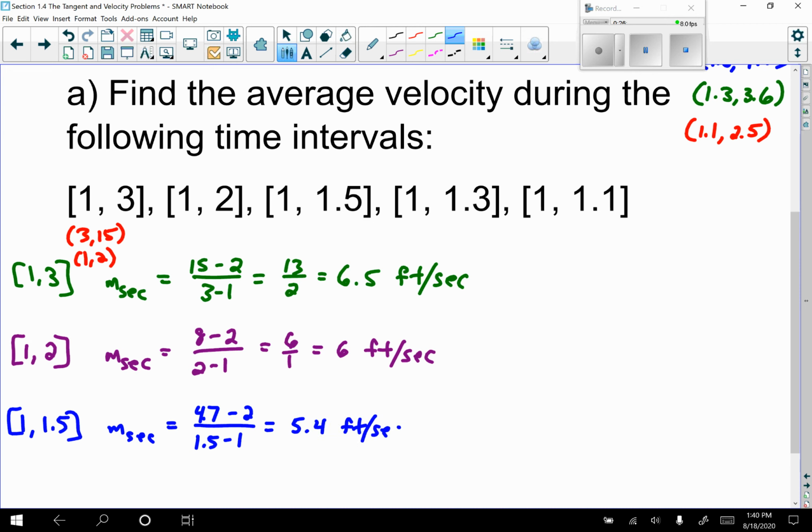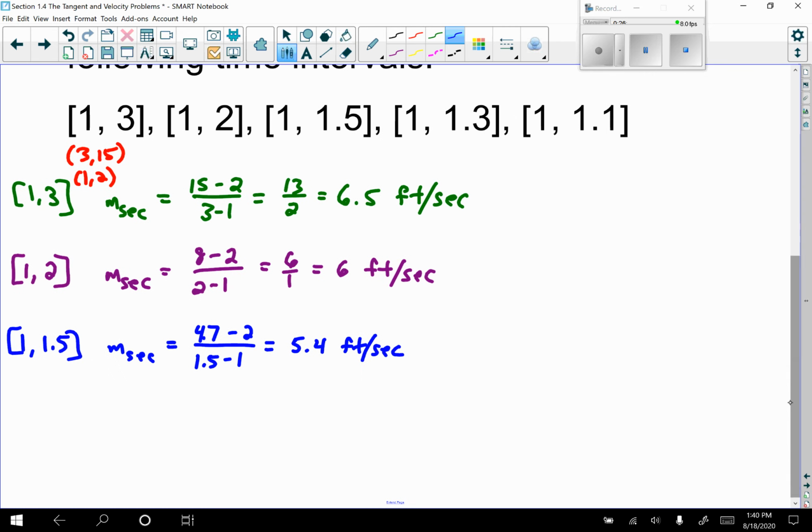So if you notice, we're going from 6.56 and slowly decreasing. We're going to keep getting closer and closer to 1. I started 2 units away from 1, jumped down from 1, and then 1.5, or 0.5 units away from 1. So next we'll do 1 to 1.3.